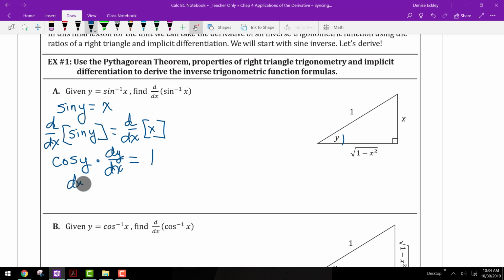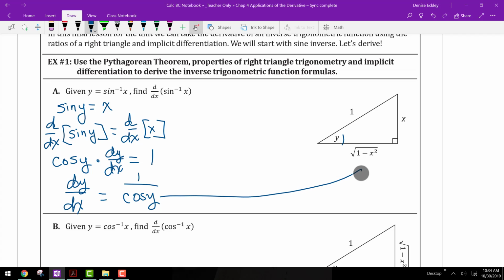So solving for dy dx, we're going to get 1 over cosine of y. So we want our derivative to be in terms of x, though. So how do we go about fixing that? What we want to do is go over to our triangle, and if we have an angle y and a side x, the 3 sides of the triangle are going to be as shown. So cosine of y is the adjacent side divided by the hypotenuse. So in this case, it's the square root of 1 minus x squared over 1.